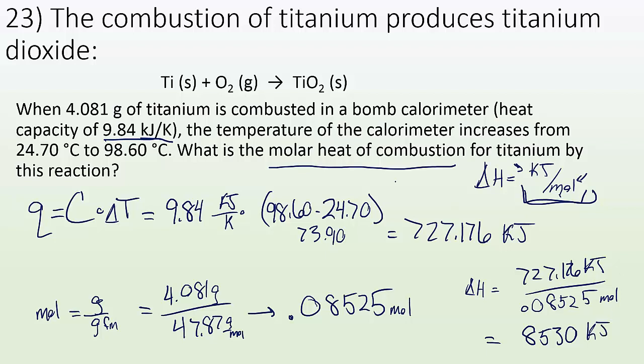kilojoules. Now, notice how the temperature started low, ended high. That tells me that it's releasing energy, which means that my delta H is going to be a negative value. It's exothermic. So there is my answer.